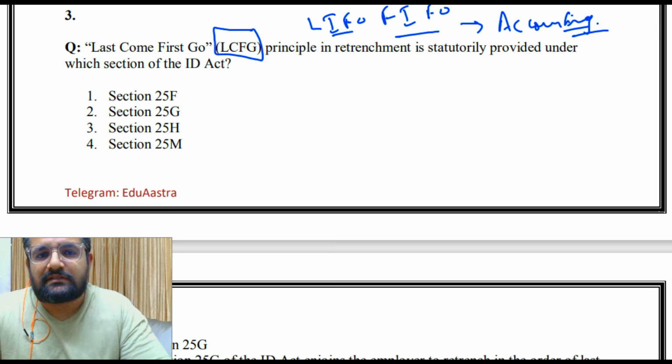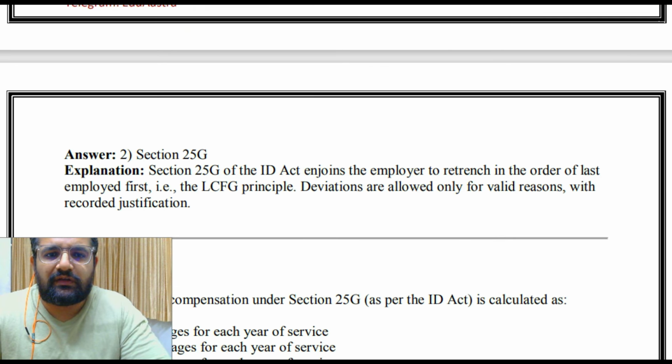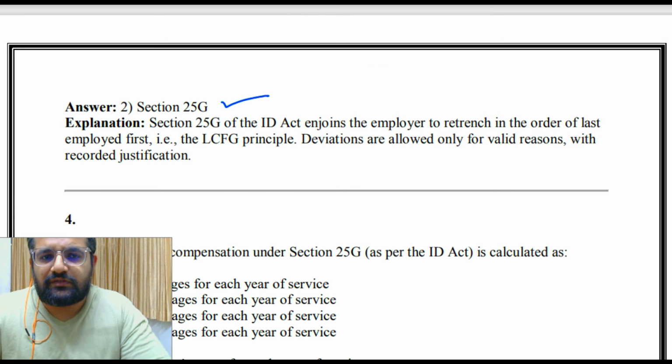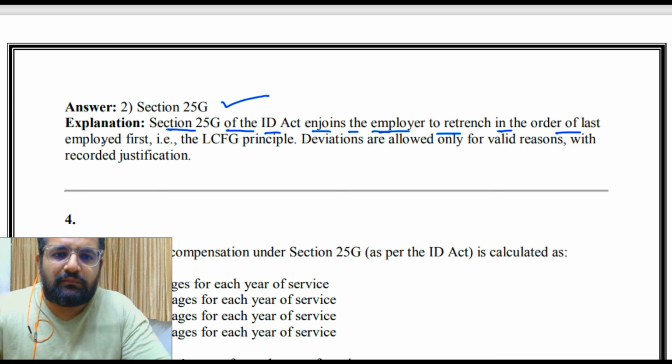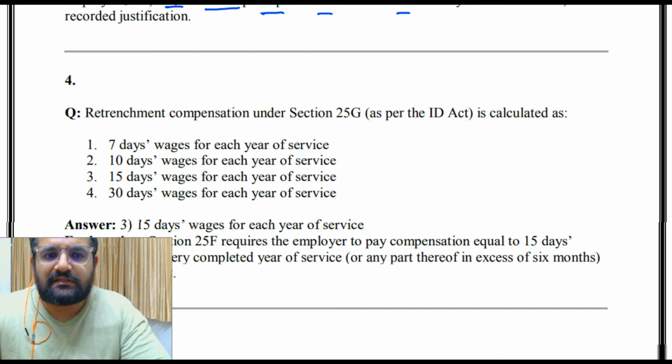So last come first go principle in retrenchment is statutorily provided under which section of the Industrial Dispute Act? Section 25F, 25G, 25H or 25M? Answer is section 25G. Section 25G of the Industrial Dispute Act enjoins the employer to retrench in the order of last employed first, that is the LCFG principle. Deviations are allowed only for valid reasons with recorded justifications.